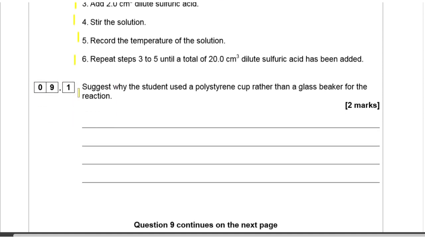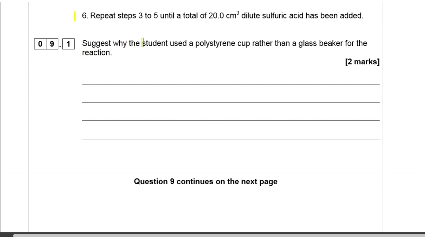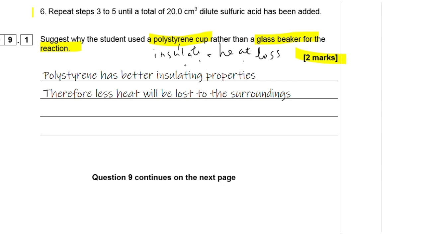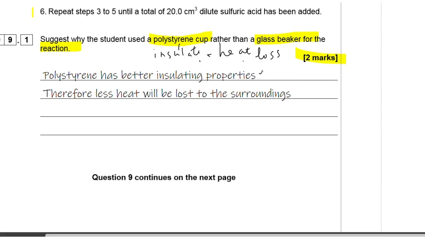9.1. Suggest why the student used a polystyrene cup rather than a glass beaker for the reaction. This is a question about insulation and heat loss. A glass beaker is a much more conductive material for heat energy. A polystyrene cup will keep the heat energy in and therefore make the readings more valid and accurate. So to get 2 marks: polystyrene has better insulating properties and therefore less heat will be lost to the surroundings.